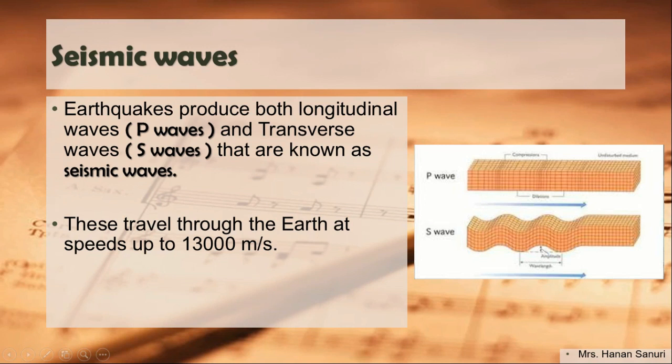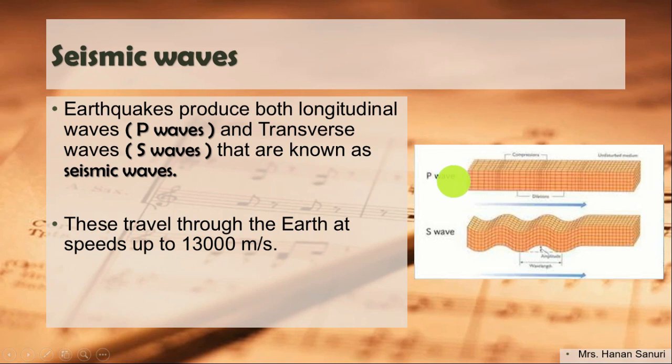Longitudinal, we call these waves P waves. So P waves are longitudinal. S waves are transverse waves. Remember, S transverse, P longitudinal. These are known as seismic waves. So seismic waves are the waves that come from what? From earthquakes. So earthquakes produce seismic waves, and these seismic waves, we have two types of them, longitudinal and transverse, P and S waves.